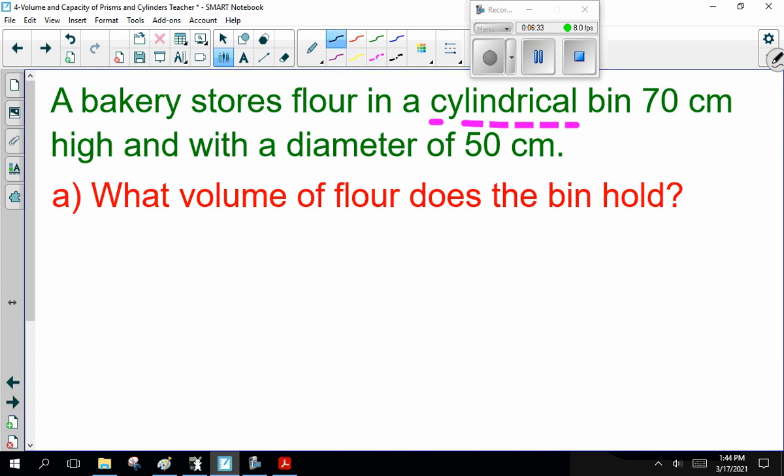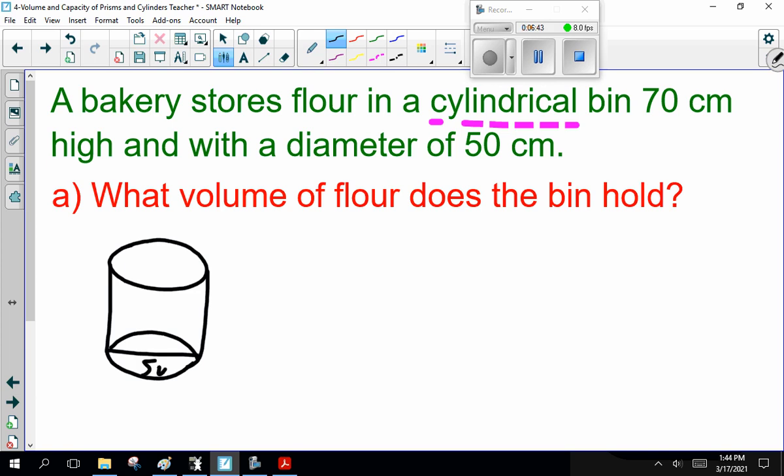Okay, that's easy enough. Draw a cylinder. And it doesn't have to be perfect. Please don't spend a lot of time doing it. Diameter of 50 centimeters. The height is 70. Okay, so right off the bat, what's my radius? The diameter is 50, the radius is 25 centimeters. And I should include my units.